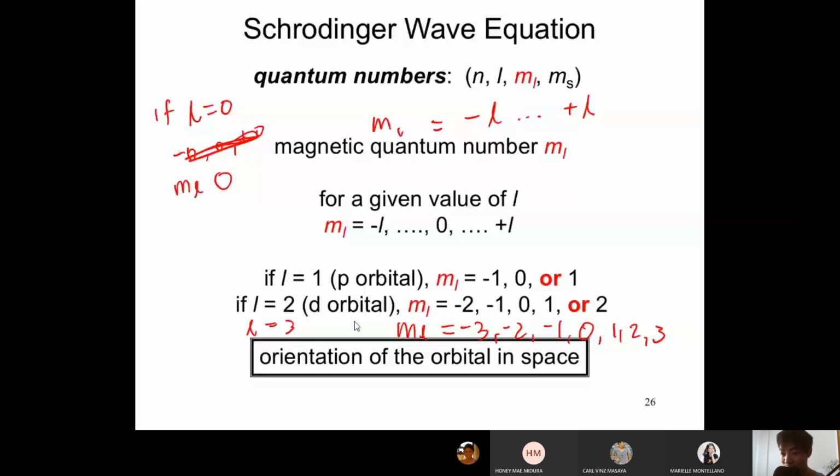Kapag d orbital, ilang shapes yung kaya gawin? 5. So, ano yung mga 5 shapes na yon? -2, -1, 0, 1, 2. Each number that corresponds to different orientations. If L is equals to 3, you're describing the F orbital. So, anong shapes yung pwede gawin doon? So, 7, di ba? Kaya we have 7 numbers for ML. 1, 2, 3, 4, 5, 6, 7. So, 7 numbers. So again, each ml, they correspond to the orientations in 3D space.